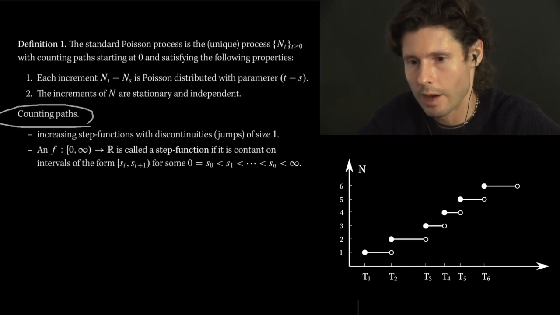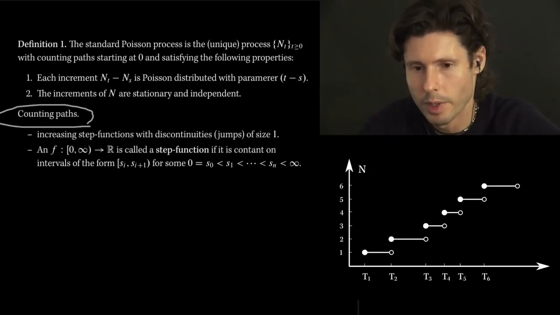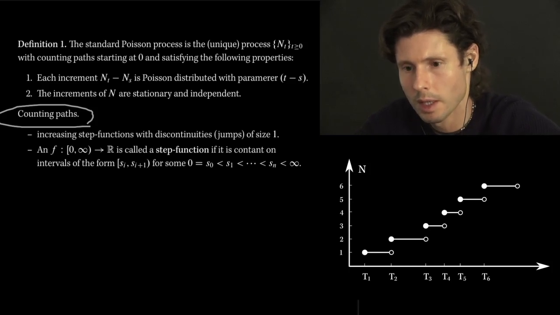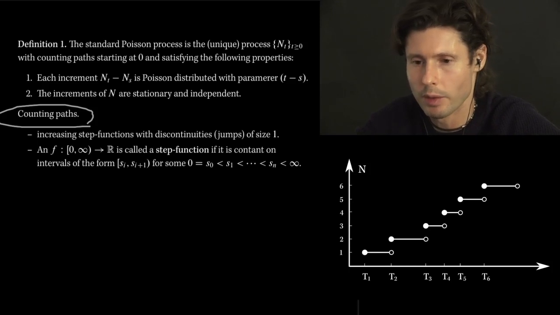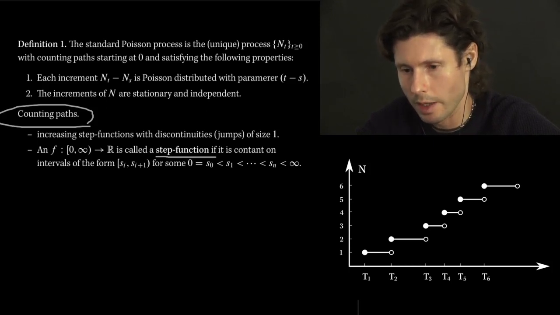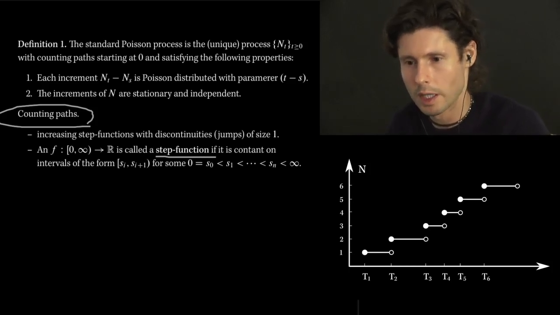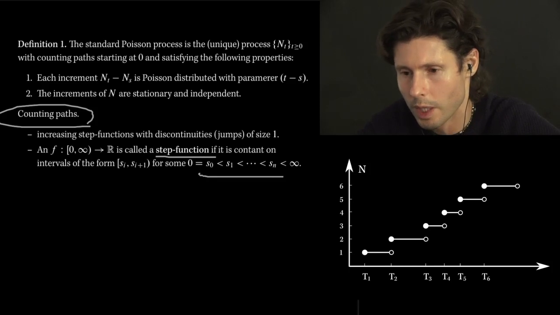First of all, the counting path, I think you intuitively see what I mean. Let's just define it a little bit more rigorously. So the first part of the definition of a counting path will be a step function. I think you're all familiar with step functions. These are functions that have constant values on intervals. So you pick a bunch of times.